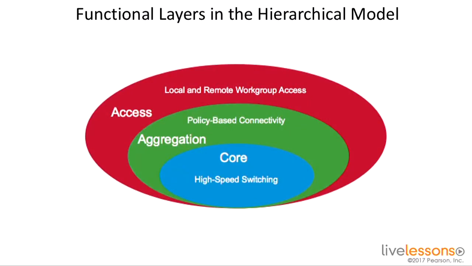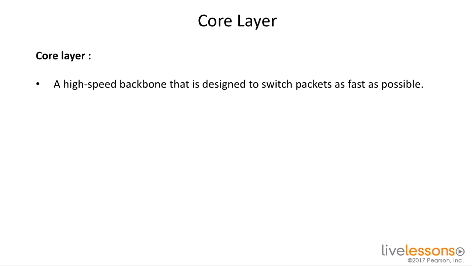Most likely, your data center architecture has been built off of a three-tier model, which encompasses a core for high-speed switching, an aggregation for policy-based connectivity, and an access layer for local and remote workgroup access. The core layer is a high-speed backbone that is designed to switch packets as fast as possible.